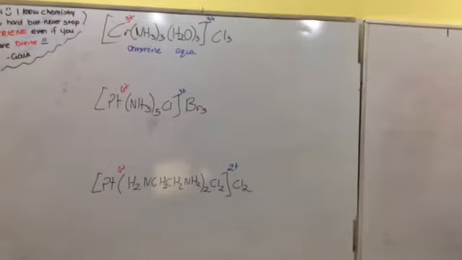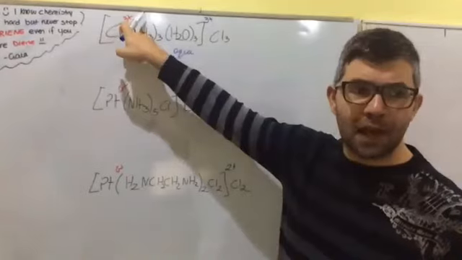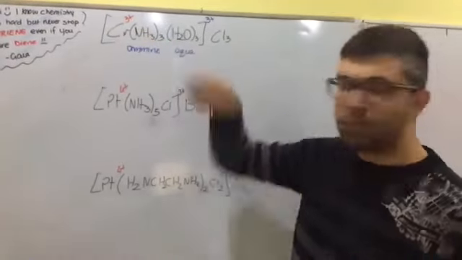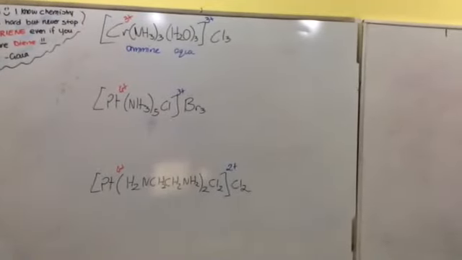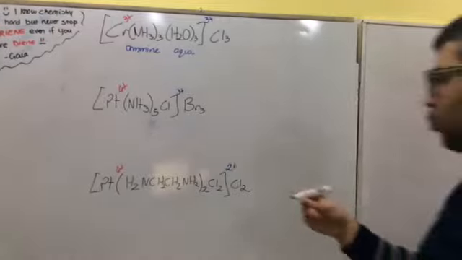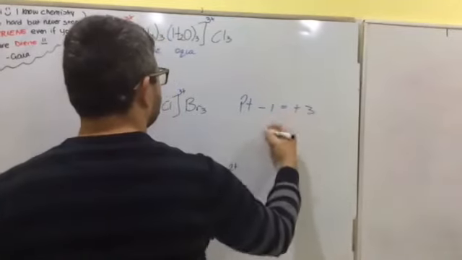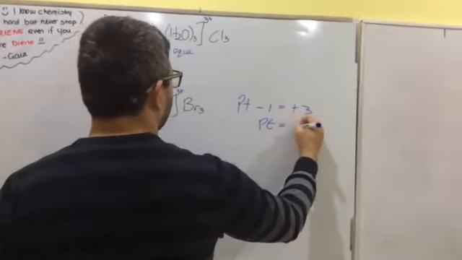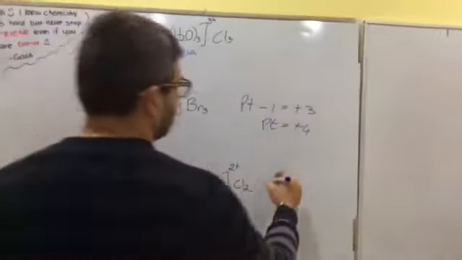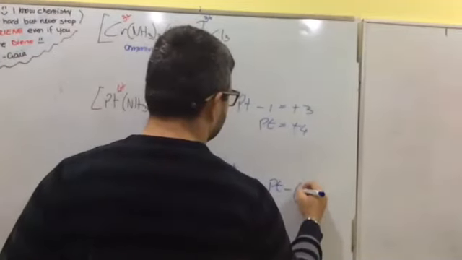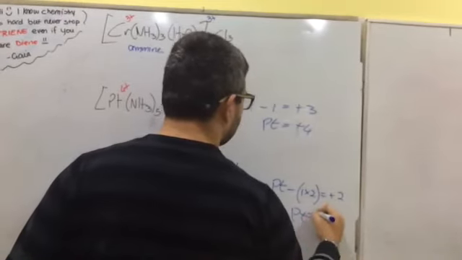The charge of the complex is equal to the charge of the central ion when the ligands have zero charge. This is a little bit of algebra here. So let's do the platinum one. Pt minus 1 equals plus 3. Therefore, Pt or platinum equals plus 4. Okay? For this one, platinum minus 1 times 2 equals plus 2. Platinum equals 2 plus 2.